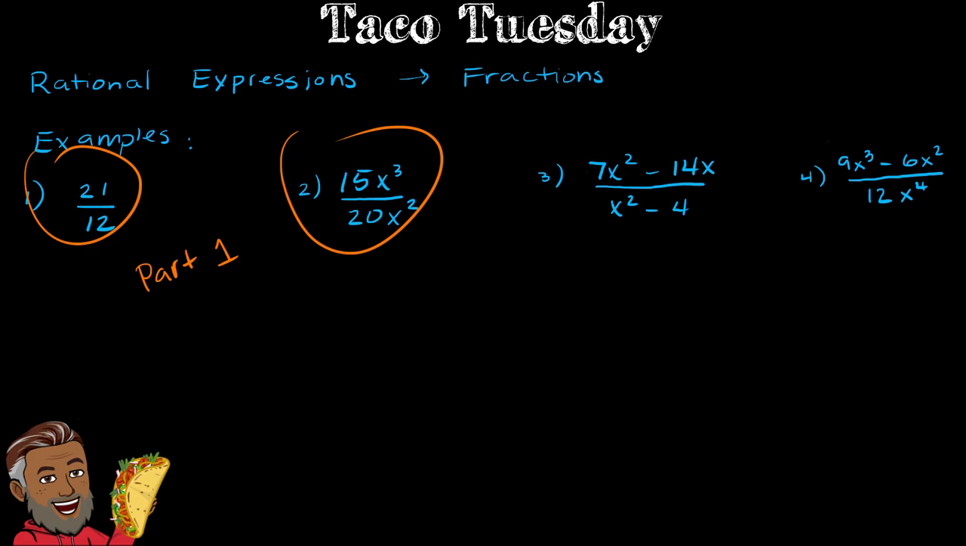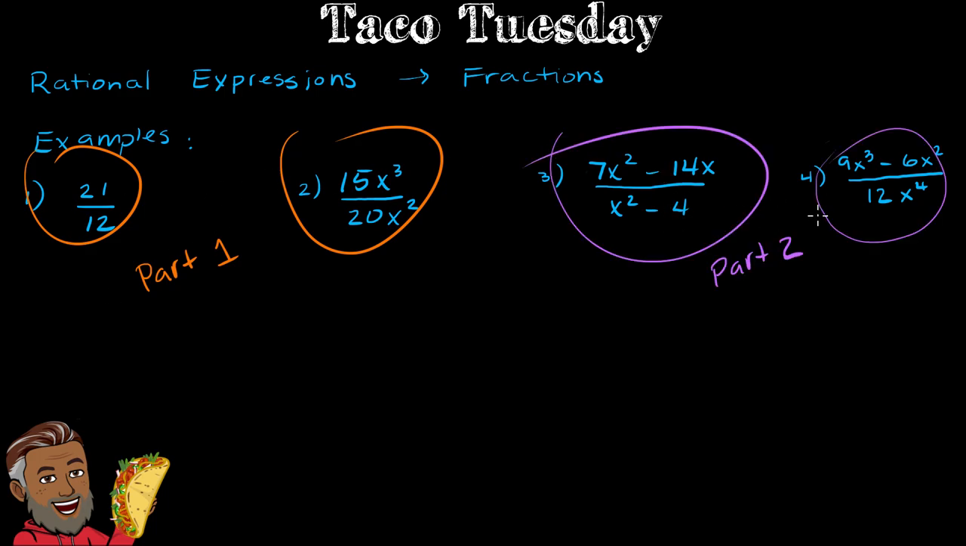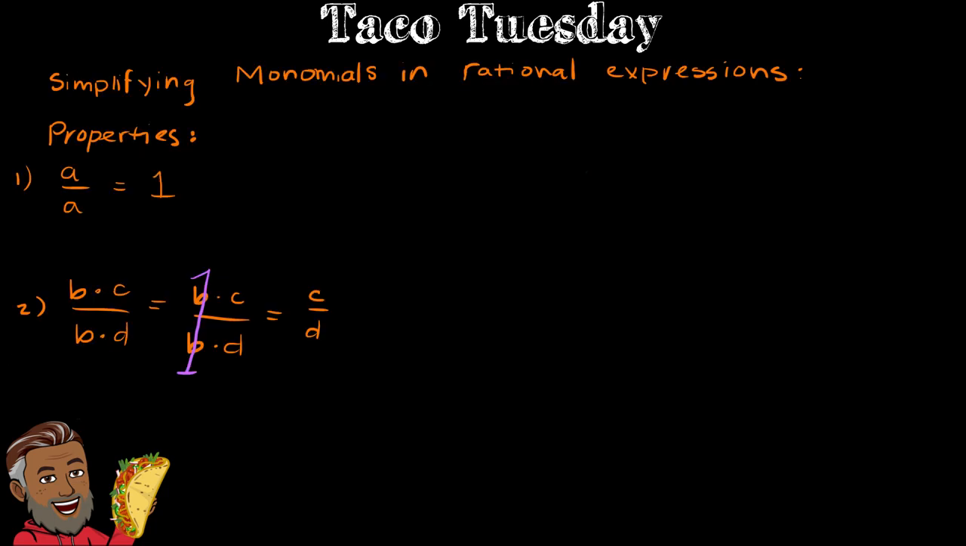And then our second video is going to be on simplifying these types of rational expressions, where on the top and bottom, or either the top or the bottom, you have a polynomial, or you have addition or subtraction in there. So those are the two different types of rational expressions we're going to be focusing on. Today we're going to focus on the green ones. So let's get into it.